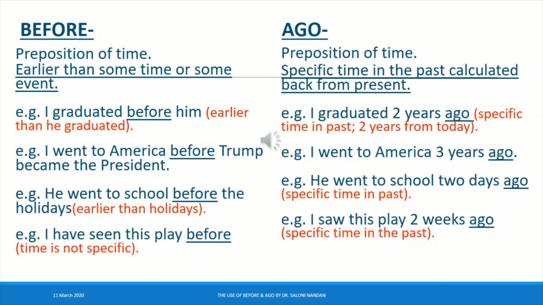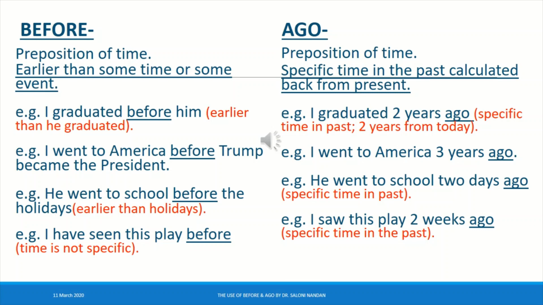Another example, I went to America 3 years ago. When did I go to America? 3 years ago. Specific time in the past, that is 3 years from today. Let us look at another example. He went to school 2 days ago. That is specific time in the past, 2 days from today.